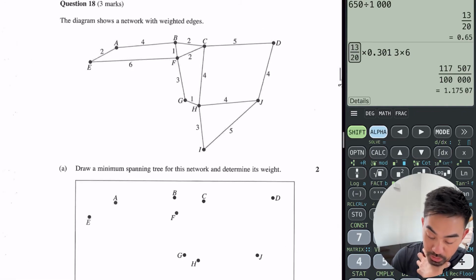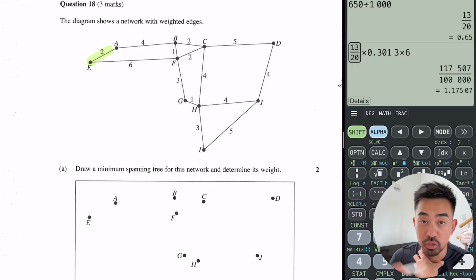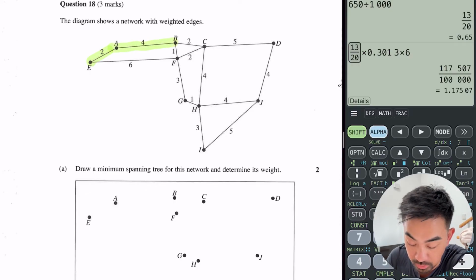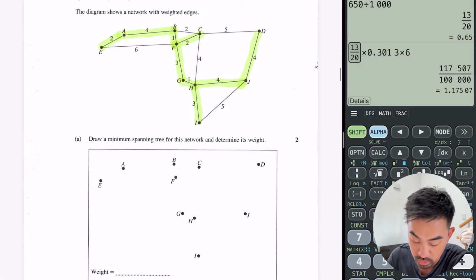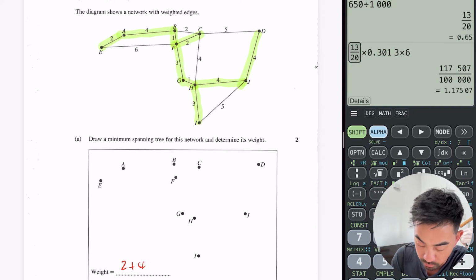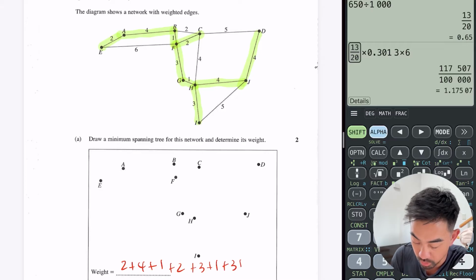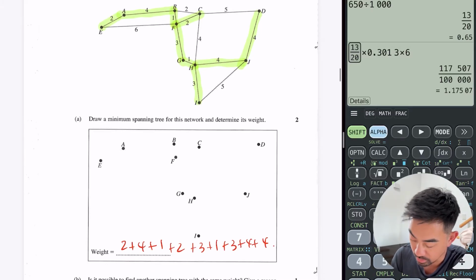Okay, so minimum spanning tree, let's say I'll start here. And then I've got to choose the next smallest one, so it's not making a loop. So 1. So I've got 2 twos to choose from. Let's just say I choose this one. The next smallest is 3. Next smallest is 1. Next smallest is 3. Next smallest is 4, I think, yeah. And then 4 here. So that is my diagram. So what's the weight here? Okay, so 2 plus 4 plus 1 plus 2 plus 3 plus 1 plus 3 plus 4 plus 4. I think that's it.